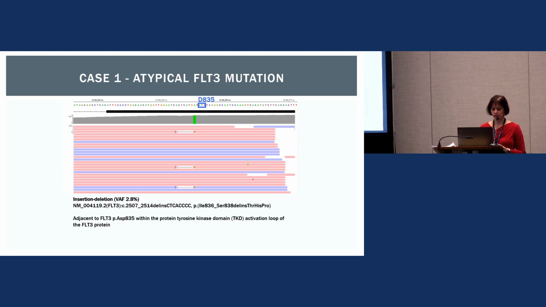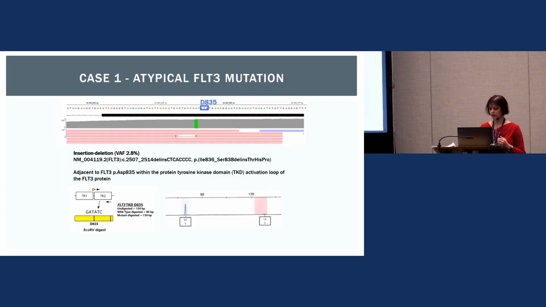It was an insertion deletion event involving the amino acids right next to that particular codon of relevance in the tyrosine kinase domain. And we think that this is, in fact, what's impacted the ability to detect the variant by the restriction enzyme assay. It clearly is being picked up by the restriction enzyme assay, but by NGS, it's only 2.8%. So the fact that we have a very, very weak peak is consistent with what we're seeing with NGS.